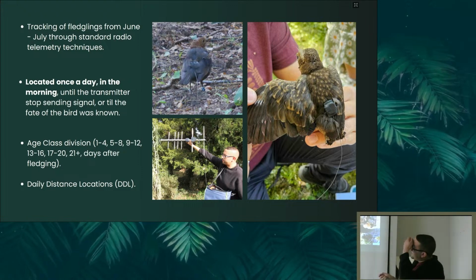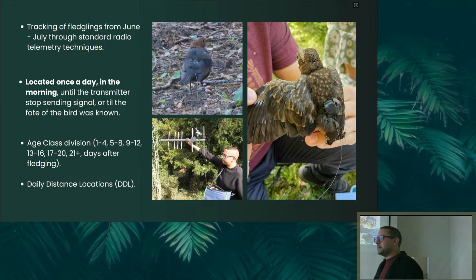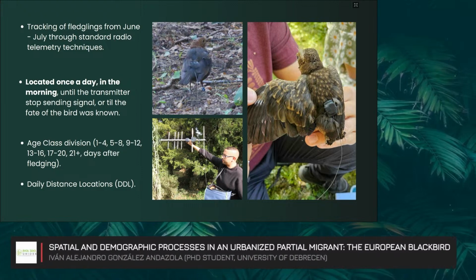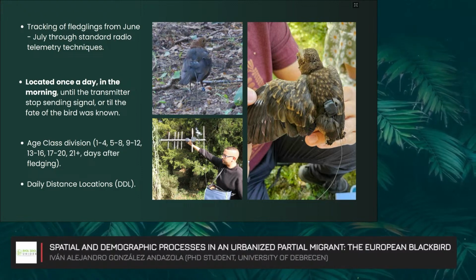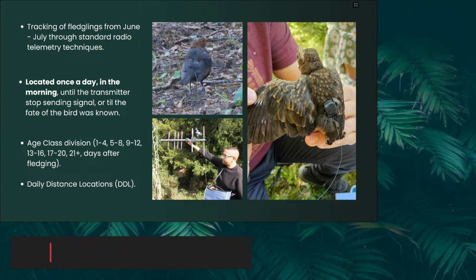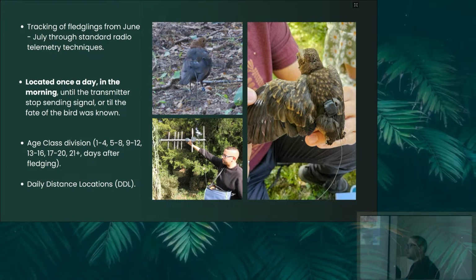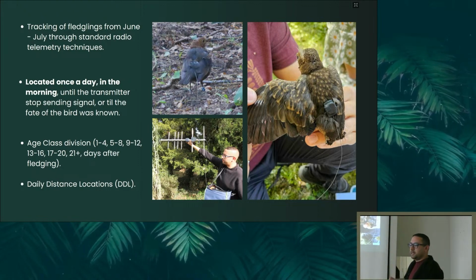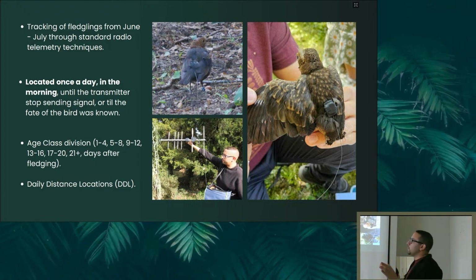We collected a bunch of data, and the way we analyzed it, we came up with an age class division for the post-fledging period. We followed this approach in order to measure how much fledglings were moving as they grew older, right? As they developed in this post-fledgling period. We had 6 different age classes: 1, 4, 5, 8, 9, 12, or you can see them here. All of those mean 1 to 4, for example, days after fledging. It's not the age of the chick, because at the time of fledging, of course, they were already around 12 days old. And the way we measured this, we measured daily distance locations, which basically is the distance that each of the chicks moved from one day to the other.